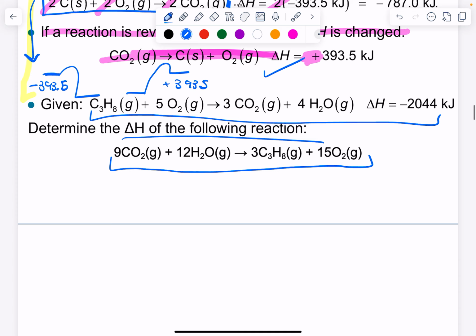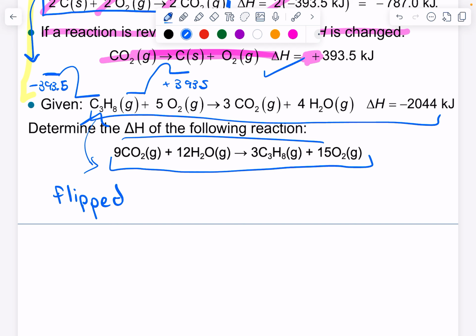Okay, now you've unpaused it, I assume. So let's see what's different between these two. The first thing is it's been turned around, right? The CO2 and water are now listed on the reactant side, and the C3H8 and oxygen are now listed on the product side. So we flipped it around. So that's one thing.